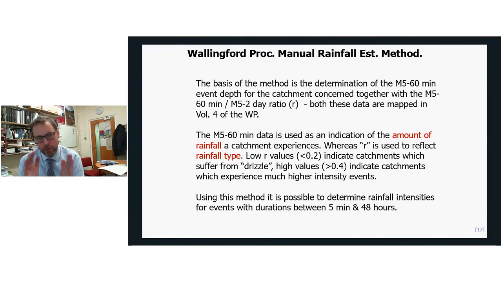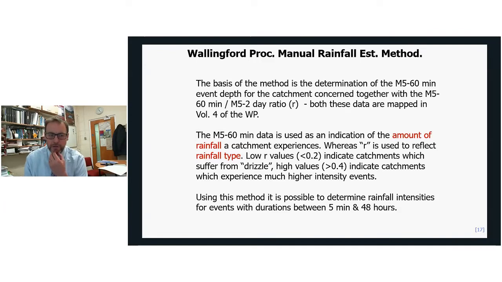So no matter what rainfall event you want to determine, the first step is to look at these maps which are mentioned there to get your M5 60 rainfall depth and a ratio R, which represents the M5 60 minute depth and the M5 2-day depth. The M5 60-minute data is used as an indication of the amount of rainfall a catchment experiences, whereas R is used to reflect the rainfall type.